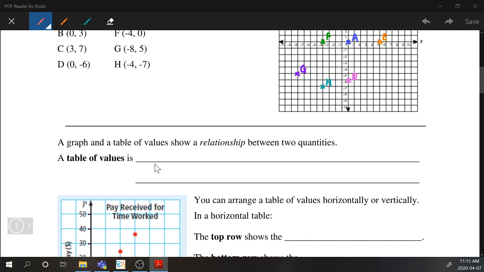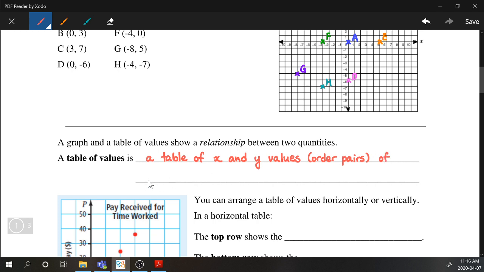So a table of values is a table of x and y values. Now, of course, those would be written as ordered pairs of points on a graph.